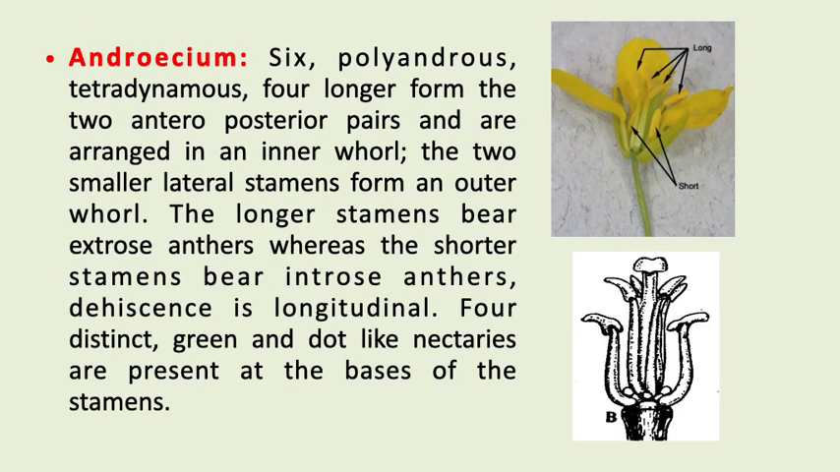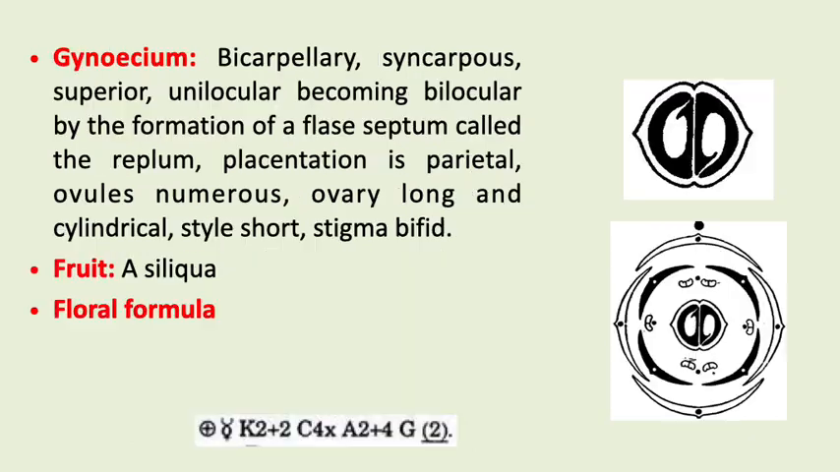Androecium is made up of six stamens, which are polyandrous, tetradynamous. That is, it consists of six stamens. Four are longer and they form two anterior-posterior pairs and are arranged in an inner whorl. The two smaller lateral stamens form an outer whorl. The longer stamens bear extrorse anthers, whereas the shorter stamens bear introrse anthers. Dehiscence is longitudinal. Four distinct green and dot-like nectaries are present at the bases of the stamens.